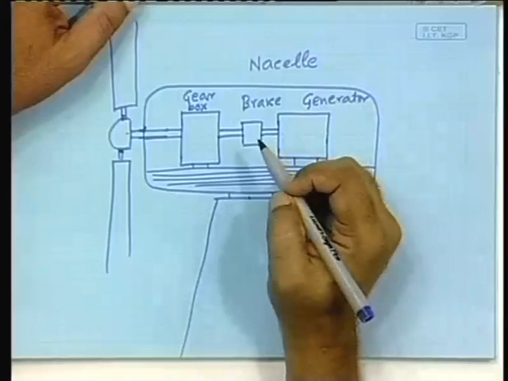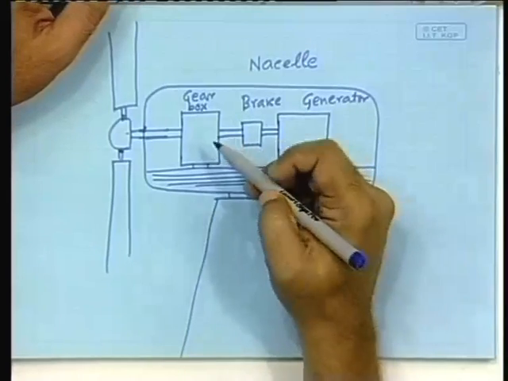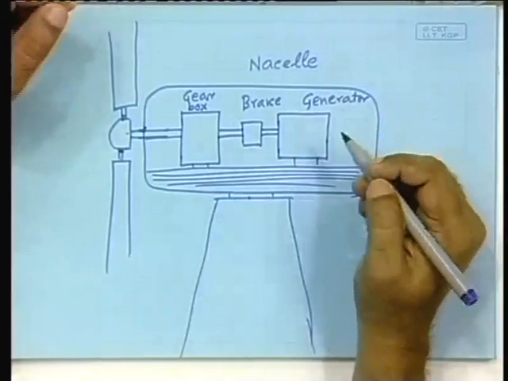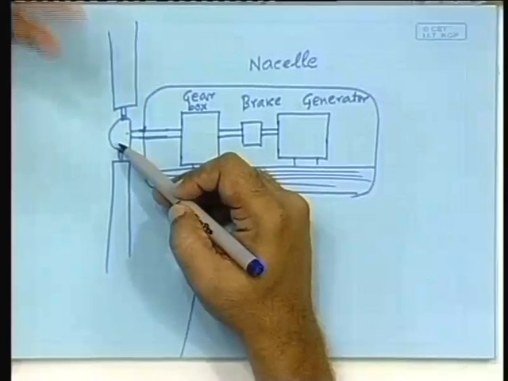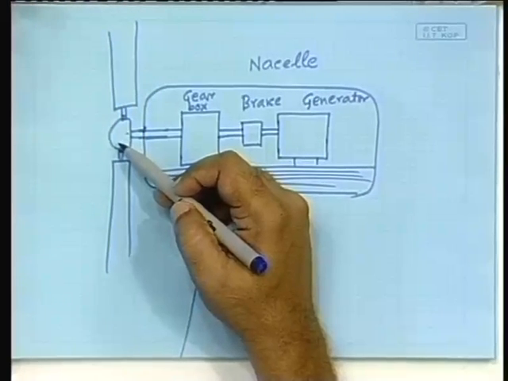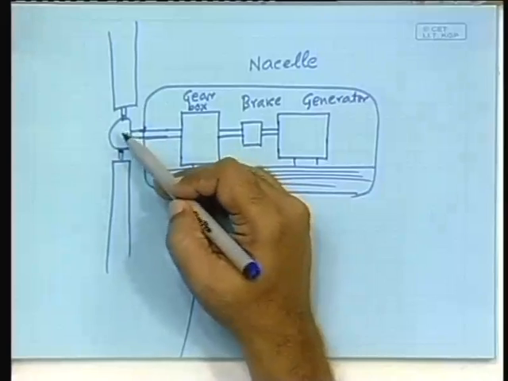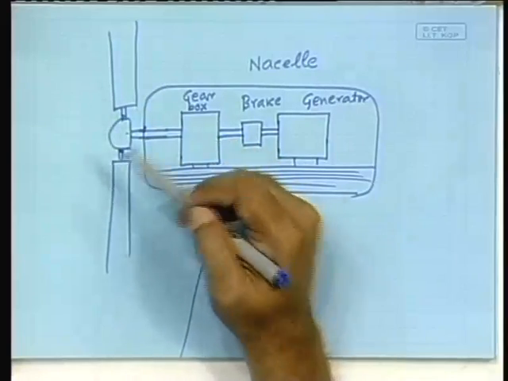Okay. Why do you need the gearbox? You need the gearbox because the generator cannot work efficiently at the rather small speed, something like 70 to 80 rpm of the blades.